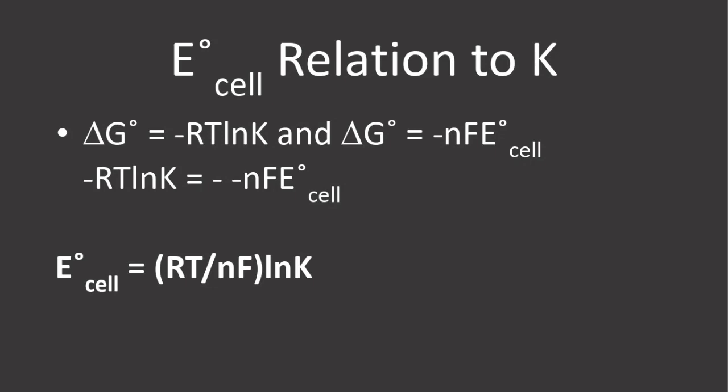And that allows us to get this formula where our E cell under standard conditions is equal to RT, where R is our energy constant, times our temperature. And we divide by our moles of electrons transferred times Faraday's constant, and that times the natural log of K. So we're able to relate those two equations to get this.